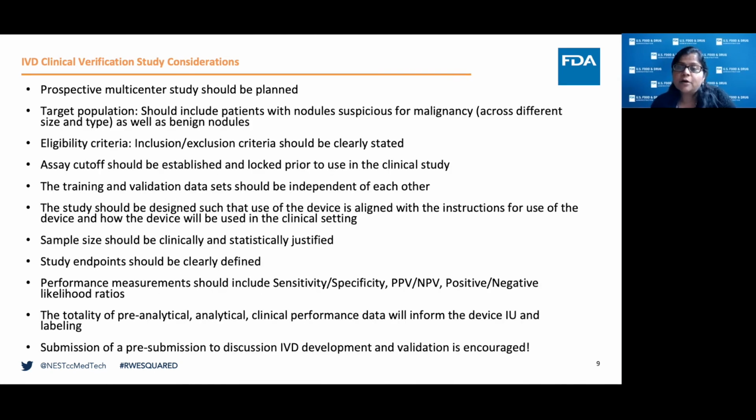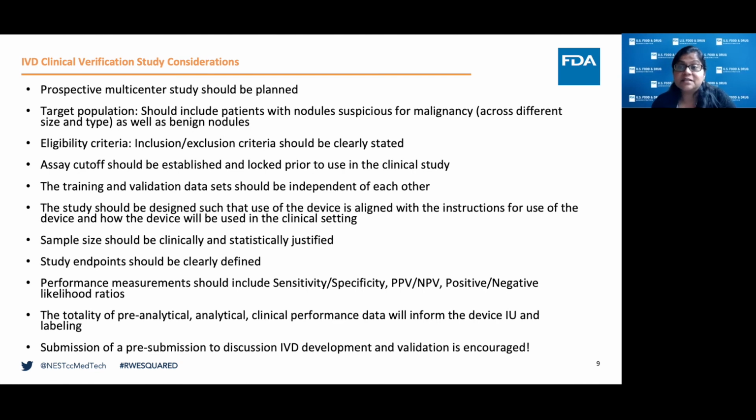In this slide, I've outlined the clinical study considerations to support clinical performance of your future IVD. You should plan a prospective controlled multicenter study. The target population should include patients with nodules that are suspicious for malignancy, as well as use of benign nodules across different type and size. The eligibility criteria should be clearly stated. The assay cutoff or cutoffs should be established and locked prior to the use of the clinical study. The training and validation data sets should be independent of each other.